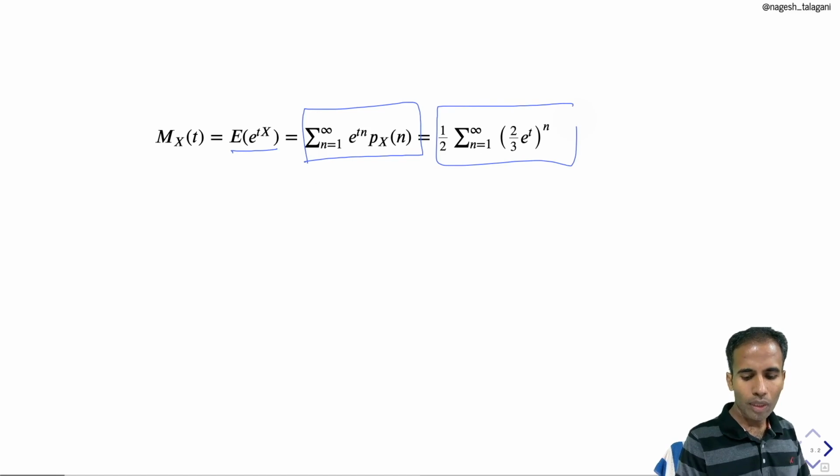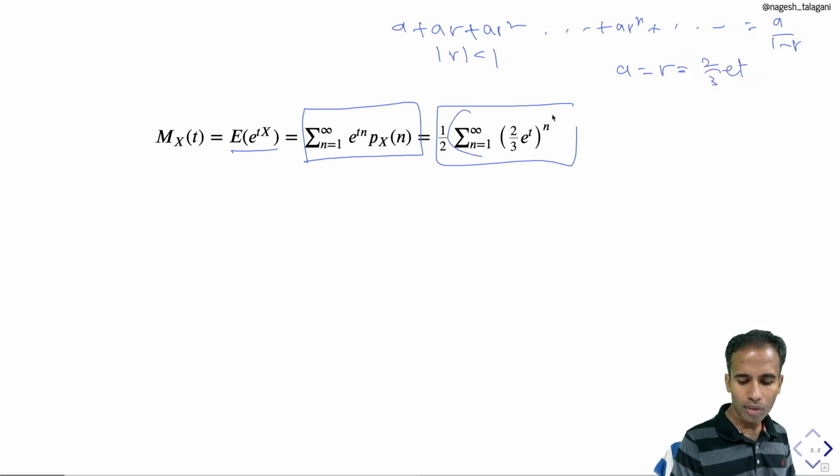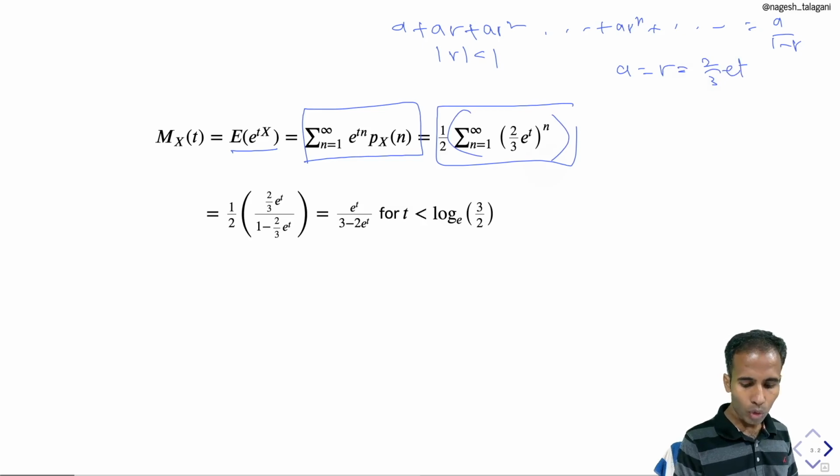We should know one thing about the geometric series a + ar + ar^2 and so on up to ar^n. It converges when |r| < 1, and the sum equals a/(1 - r): first term divided by 1 minus the common ratio. In this case a and r are both 2/3 e^t, so this sum is going to be 2/3 e^t divided by 1 minus 2/3 e^t.